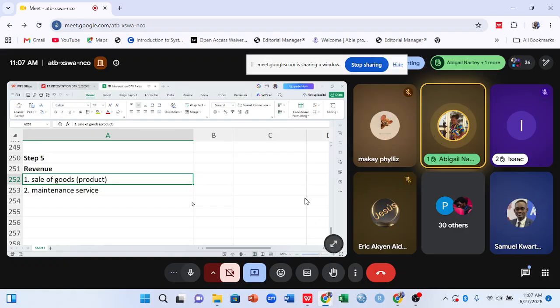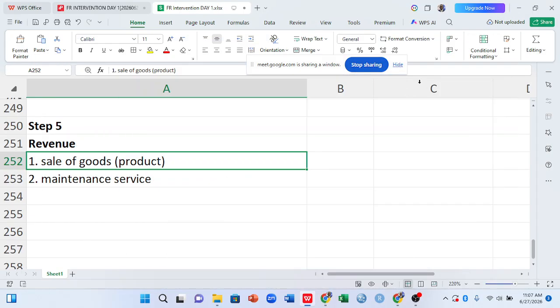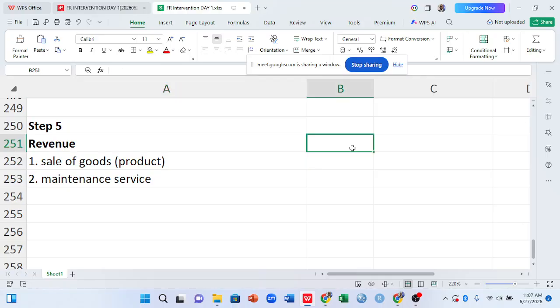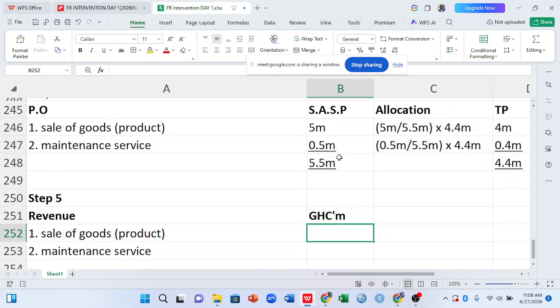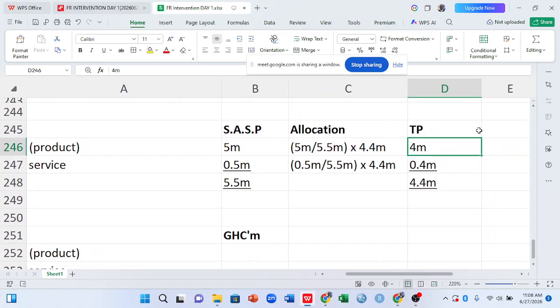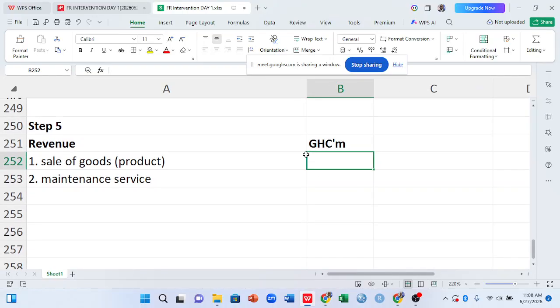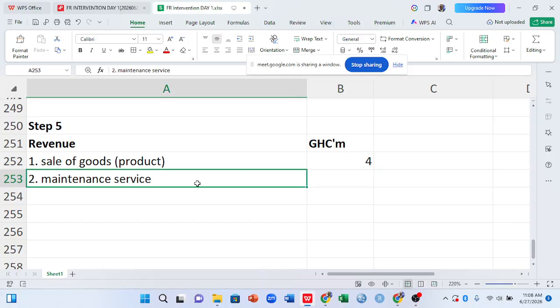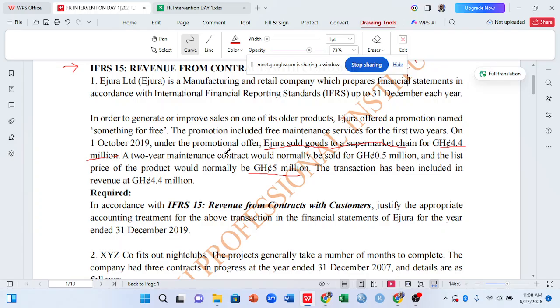The goods was the point in time. That's the sale of the goods. And the service is over time. Okay, that's good. If it is at a point in time, when you sell, you realize the revenue. So the 4 million here becomes the point in time revenue. But for the maintenance, as Abigail rightly said, it's over time. So that one is based on time, and we need to know the period that the amount of money is for. And we're told that the maintenance service is for 2 years.